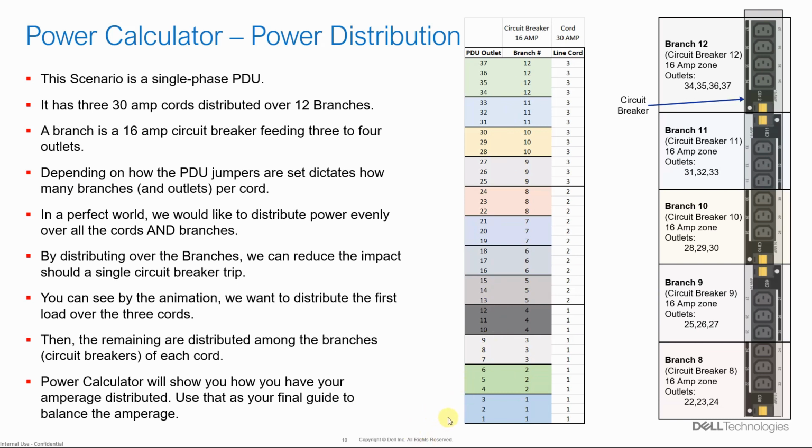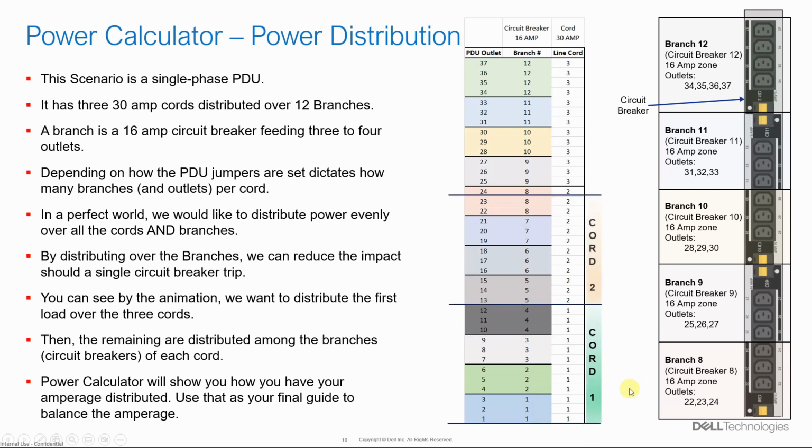In the animation I'm going to show you, the first node is going to plug into the first cord. Second node is going to plug into the second cord. Third node will plug into the third cord. And then when I start the fourth node, it's going to go into the next branch circuit. And then I'm going to keep doing that. So then the fifth one's going to go into this guy's branch circuit. The sixth one's going to go into this guy's branch circuit. So then what's going to happen is I'm going to separate these and move them evenly amongst all of them so that depending on what fails, whether a circuit breaker trips or a cord fails, I minimize the number of nodes that are impacted. Okay, let's start the animation.